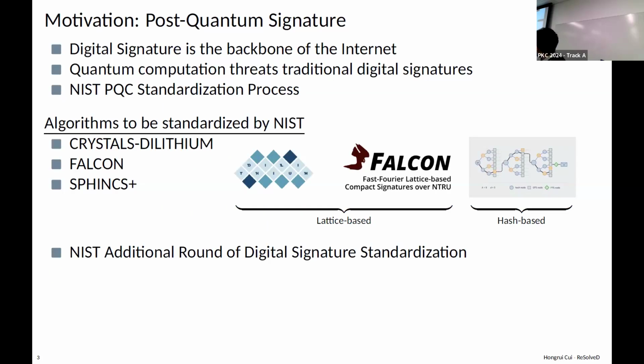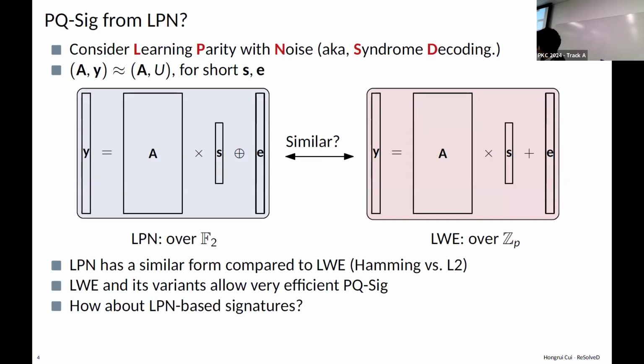This slide is a bit cliche. Anyway, three algorithms won the NIST competition, and two of them are lattice-based and one is hash-based. In terms of the diversity of the assumptions, the result is not very satisfactory. So this began another round of competition to look for algorithms from different assumptions.